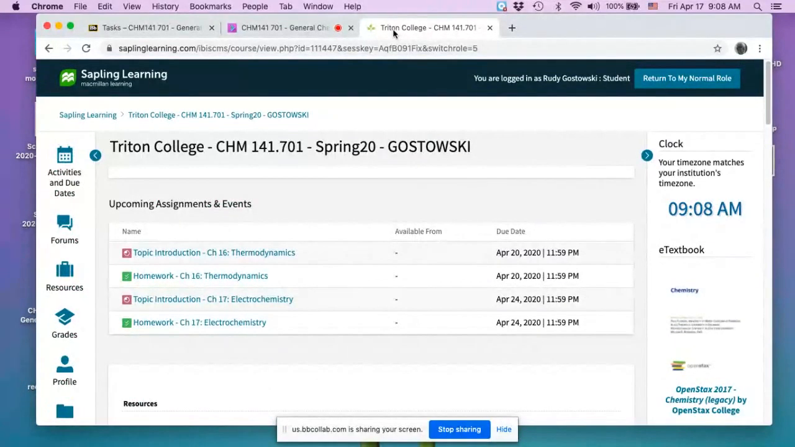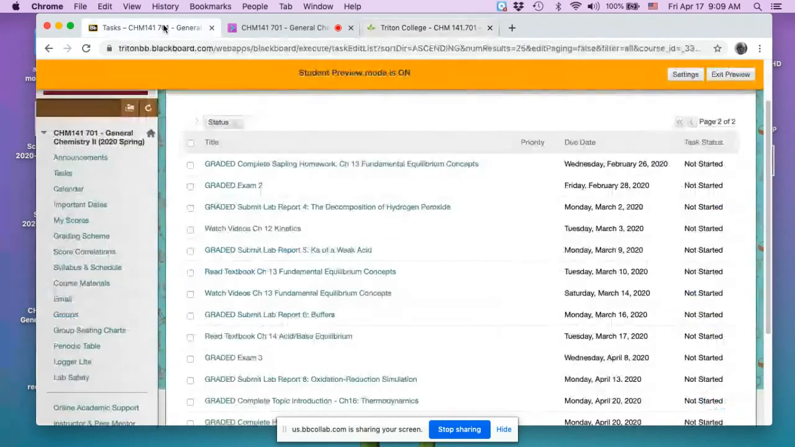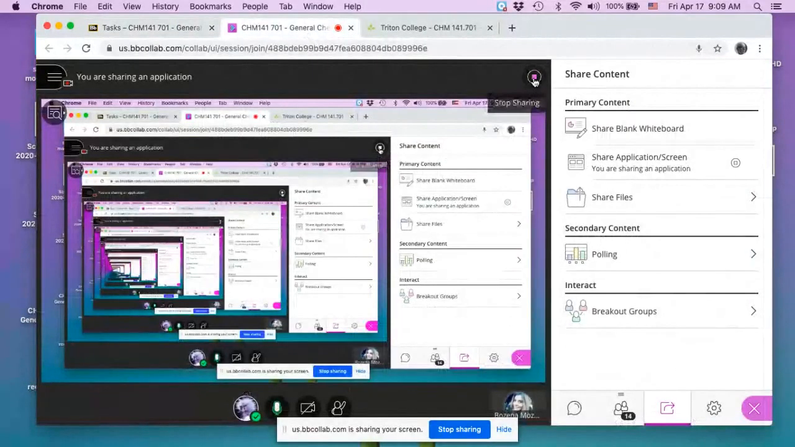Looking here at Sapling, like I said, on the 20th I'll probably move these two electrochemistry assignments out a little bit because that's a little bit too soon. So anyway, that's all that kind of stuff. I'm going to stop sharing my desktop and ask if anybody has a question. Okay, not seeing anything.